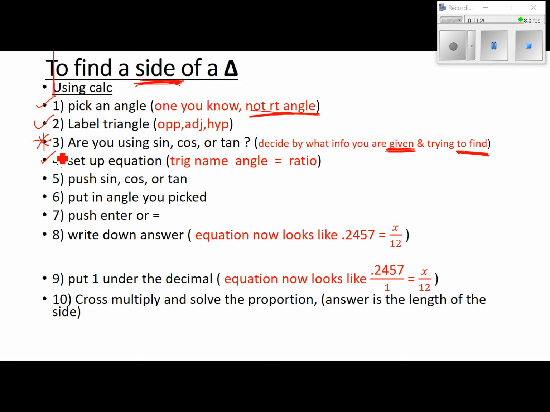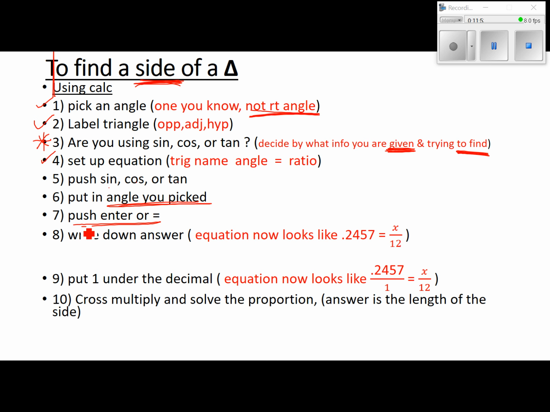Then, once you have your equation set up, you're going to push sine, cosine, or tangent, whichever one you know you're using for that problem. I shouldn't say pick, because it's not a choice. It's whichever one you had to use because of the parts you are dealing with. Put in the angle that you picked, which was the angle they probably told you. Push enter, equals. I know a lot of this doesn't make sense now, but it will as we go through the problems. You're going to write down your answer.